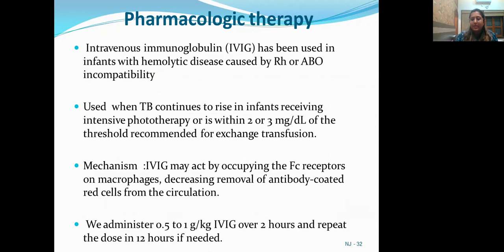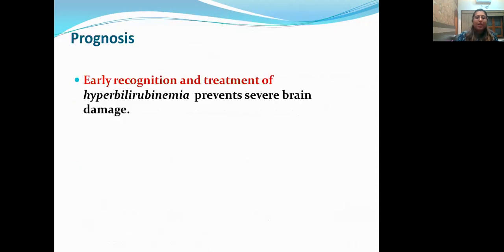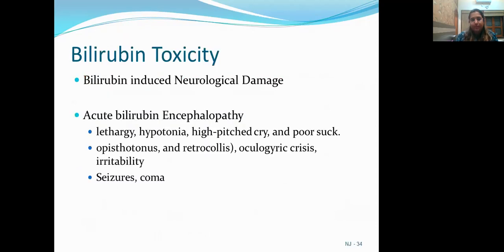Here, the mechanism is that IVIG may act by occupying the Fc receptors of macrophages and therefore decreasing removal of antibody-coated red cells from the circulation. For this, we administer around 0.5 to 1 gram per kg IVIG over 2 hours and repeat the dose in 12 hours if needed. So prognosis depends on early recognition and treatment of hyperbilirubinemia, because that will prevent severe brain damage.